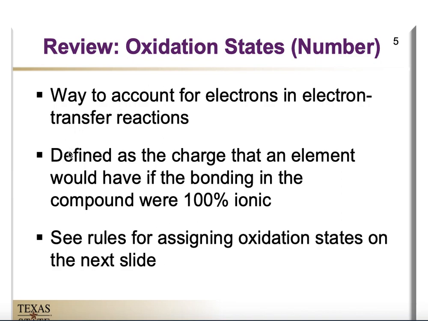The definition of an oxidation state or oxidation number is that it is the charge that an element would have if the bonding in the compound was 100% ionic. So you don't need to worry too much about this. What you do need to know are the rules for assigning the oxidation numbers, and these are listed on the next slide.